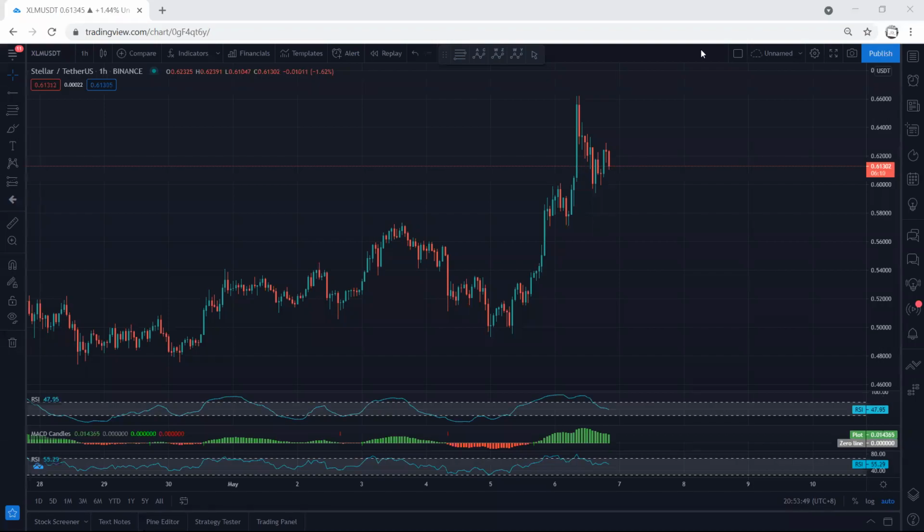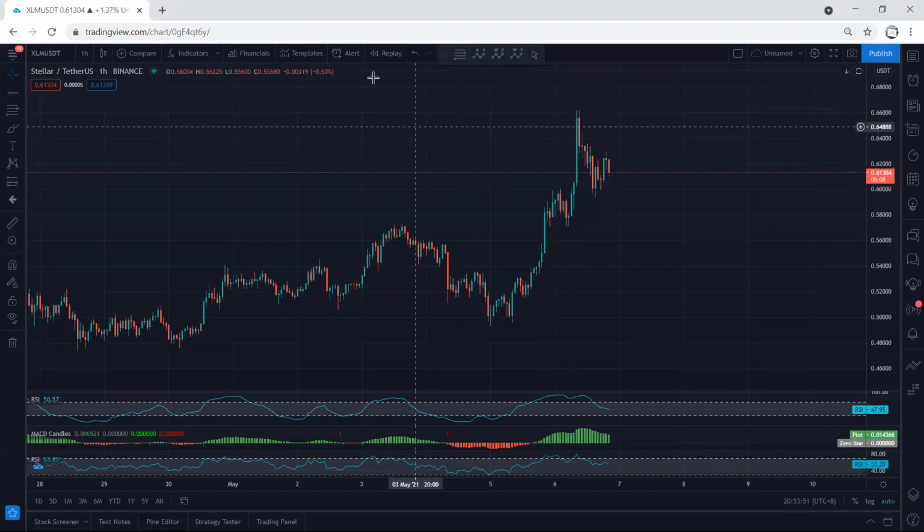XLM, we start with the 1 hour chart. Okay, if we refer to our analysis, we have been looking for buy since the price was within this down move, and this is what we get.